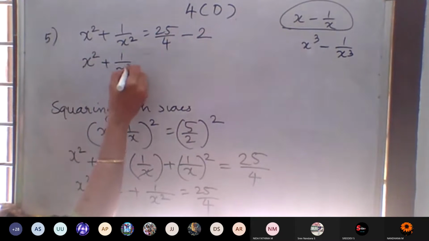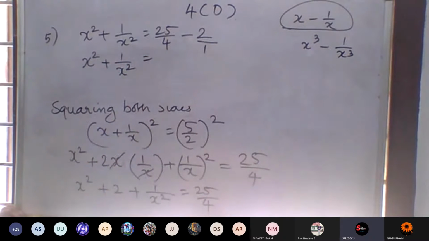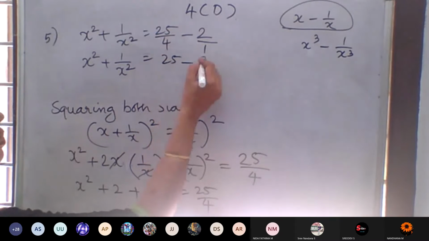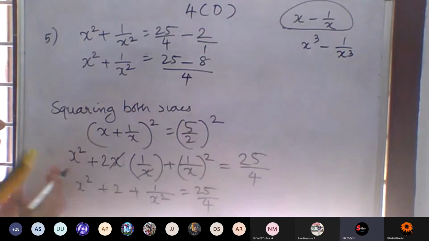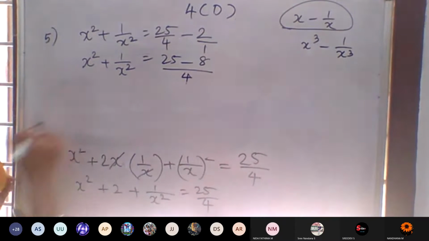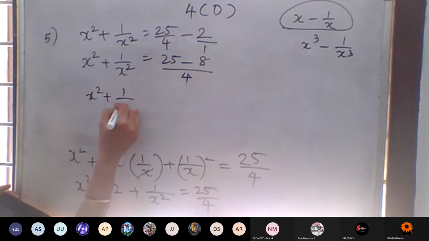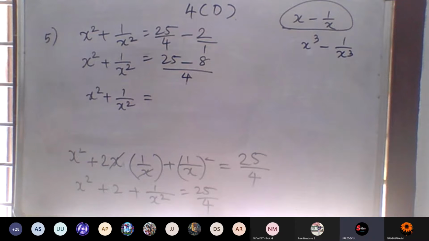LCM. 2 can be written as 2 by 1. So LCM will be what? 25 into 1, 25 minus 4 into 2, 8, by 4 into 1, 4. x square plus 1 by x square is equal to 25 minus 8, 17 by 4. x square plus 1 by x square is equal to 17 by 4. Let it be there.